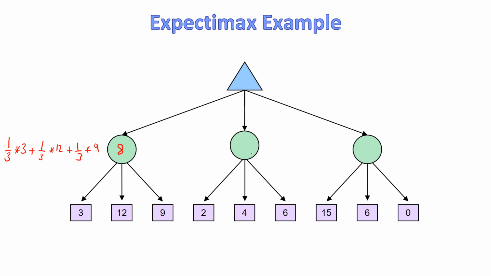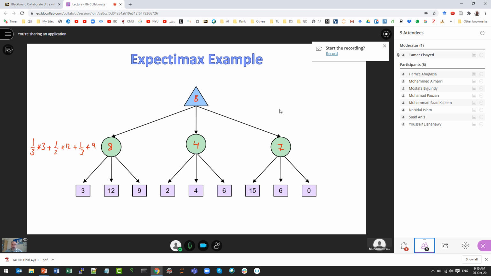How about this one, Muhammad? Which is the average, which will be 4. How about here? Seven. Okay. Now, how about the value of the game? It should be 8. Why? Yeah, because we are here maximizing. So 8, 4, 7, the maximum is 8. So the value of the game will be 8. Okay. Thanks, Muhammad. Any questions about that? Is it clear?